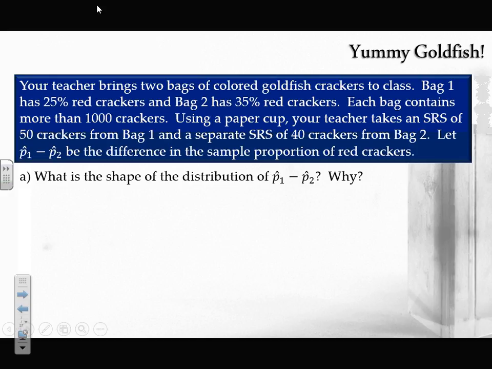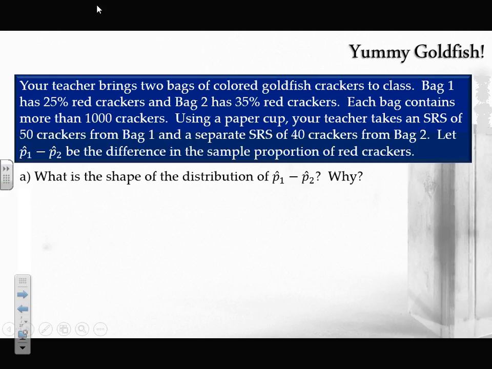$12.5. Is 12.5 larger than 10, or at least 10? Yes, so then let's go to N1 Q1. N1 is still 50, Q1 would be 75%, so 50 times 0.75 would be 37.5, that's at least 10.